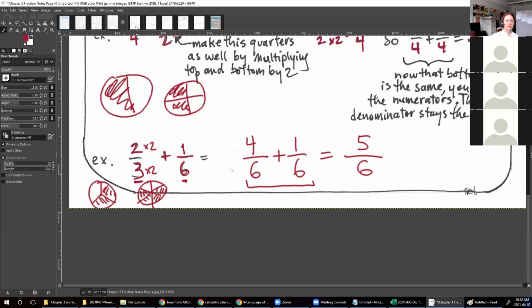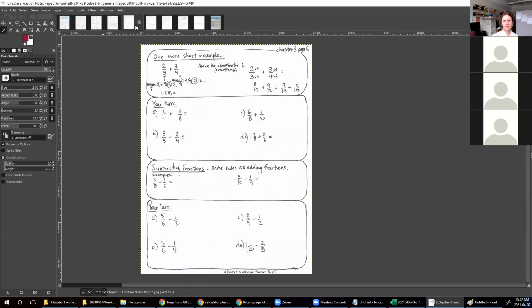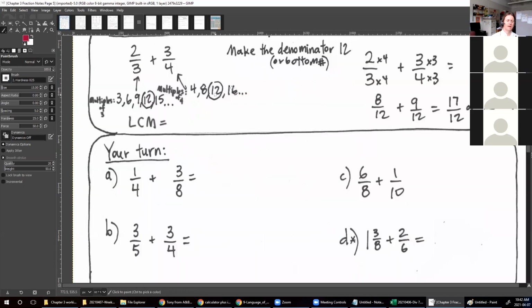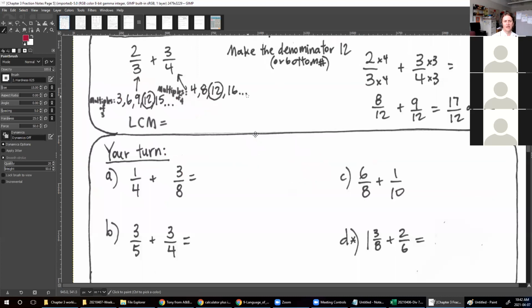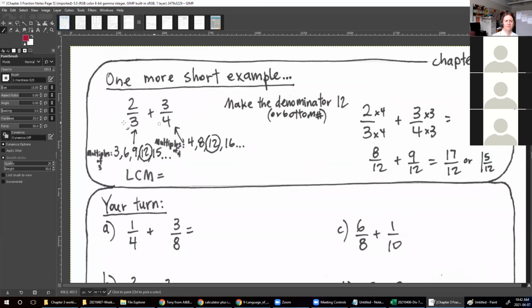All right, I have a feeling I'm going to switch to the next page, and it's going to be a bunch of questions. Oh, we have one more short example. Yeah, because in these ones, we only have to change one of them. In this example, which often happens, we've got 3 and 4. Well, I can't multiply 3 times 2 to get 6. So I have to change both of them, but that's fine.